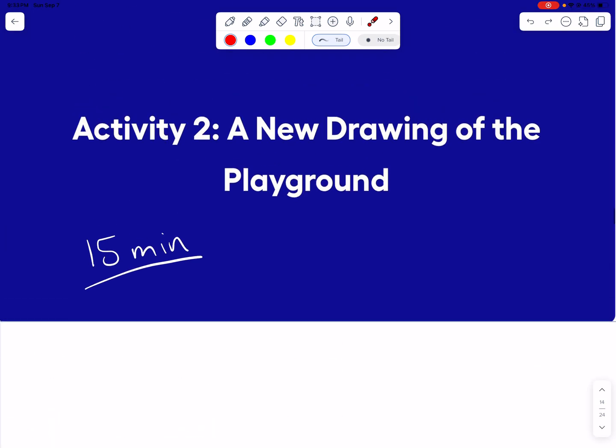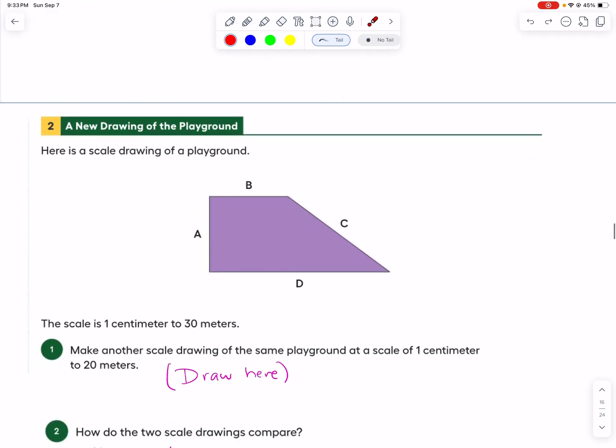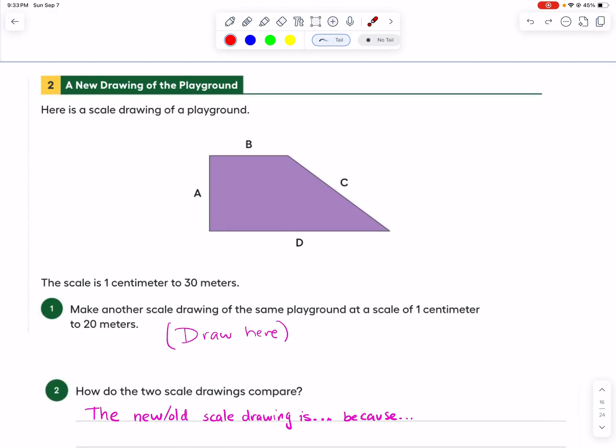Oh, a new drawing of the playground. I don't even think we're going to get to this in class, but hey, I'll show it to you here. So here we have a scale drawing of a playground. Notice it does not have any lengths, but since we know the scale, we can probably have an idea of if it's going to grow or if it's going to be small. So this is a scale drawing, so it's not the real one.